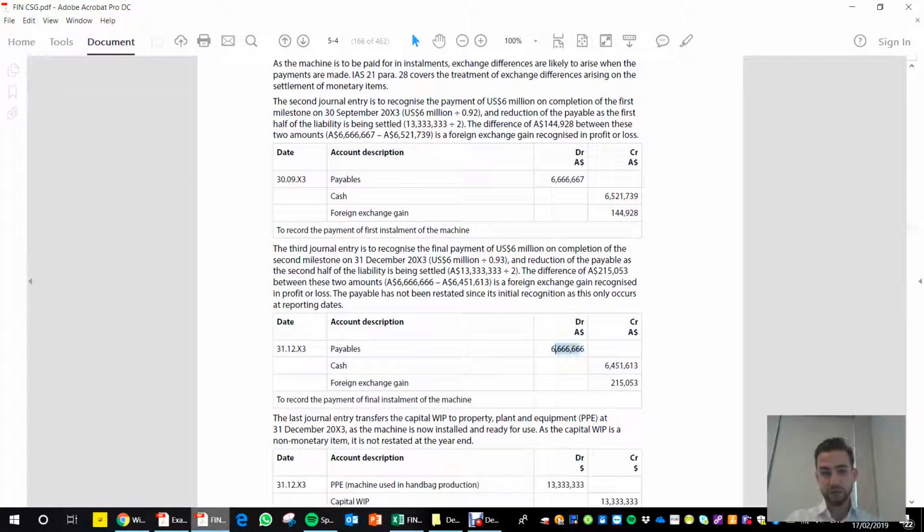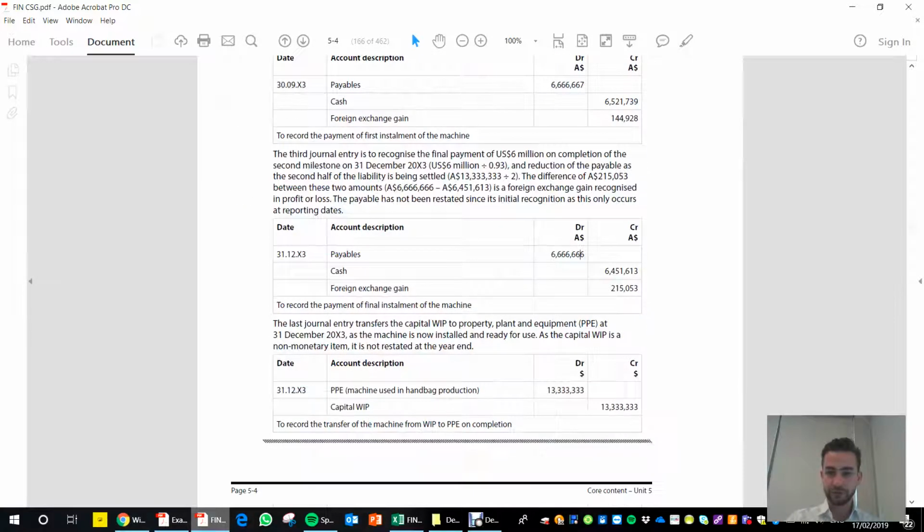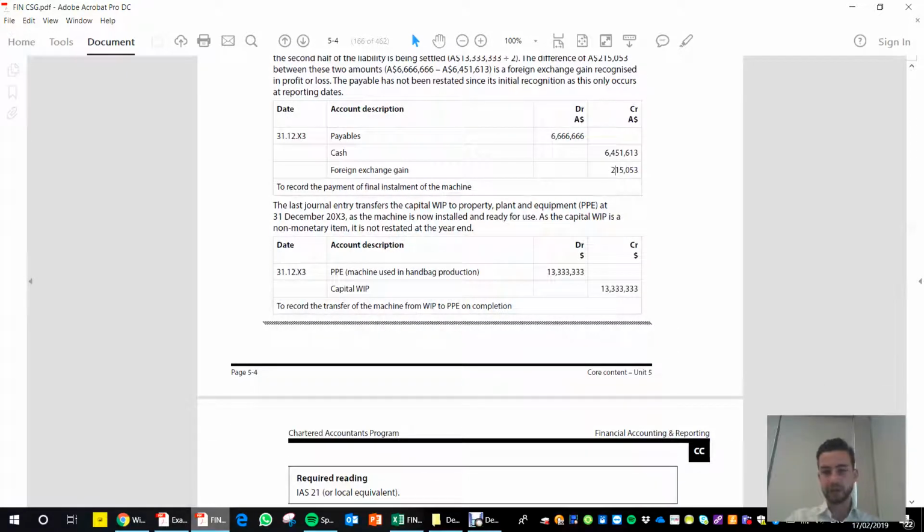Same thing with the payables as before. It's literally just the original payable amount divided by 2, and the difference goes to foreign exchange. It's a gain because it's actually gone in their favor. They've paid less than originally was anticipated.